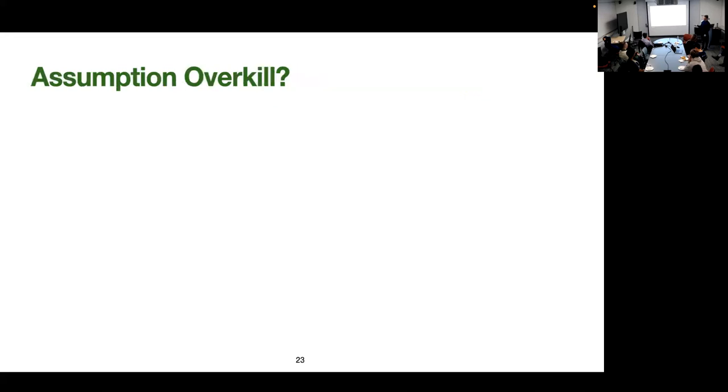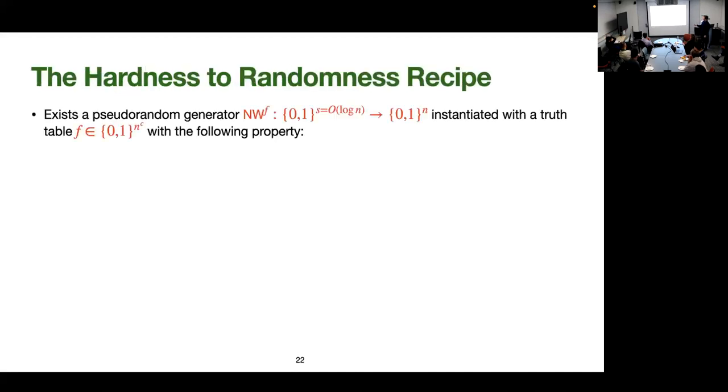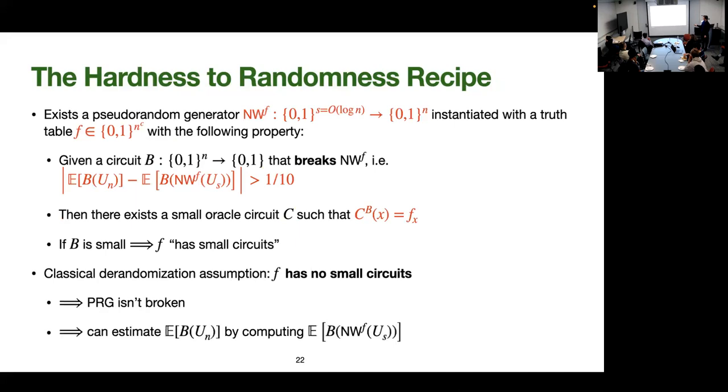I guess there's one worry about the assumption that was happening here. Can you go back to the last slide? When you say the PRG isn't broken, because the contrapositive means that there does not exist such a small circuit.